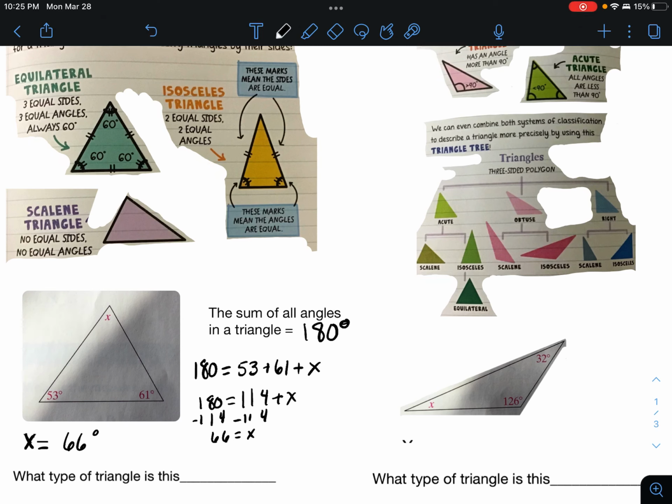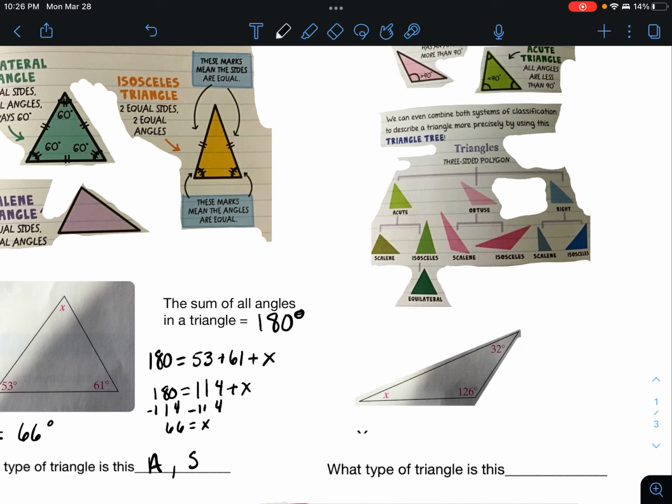Okay, I'm looking at this. What type of triangle is it? All angles are less than 90, so it is acute. And there are no equal angles and no equal sides, so it would be acute scalene. The A is for acute, and the S would be for scalene.